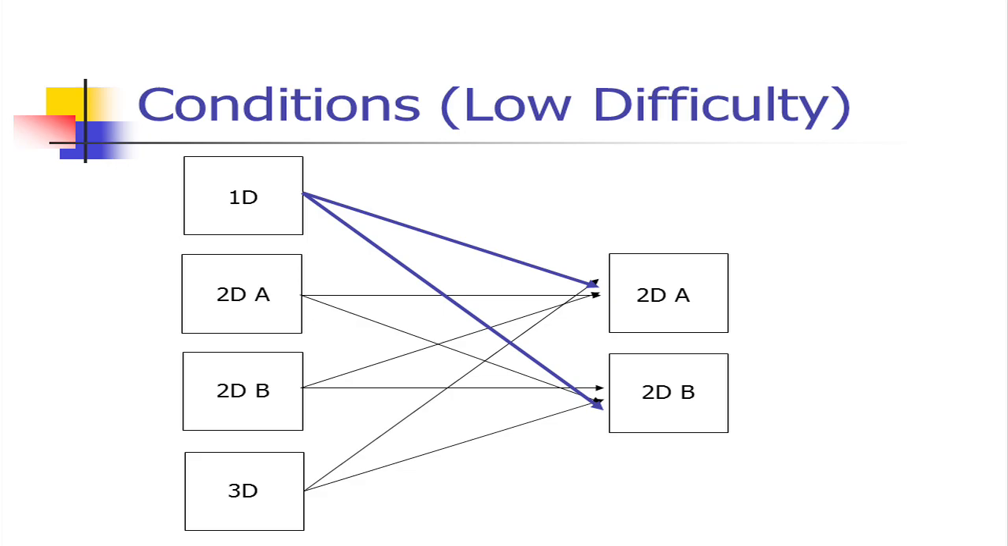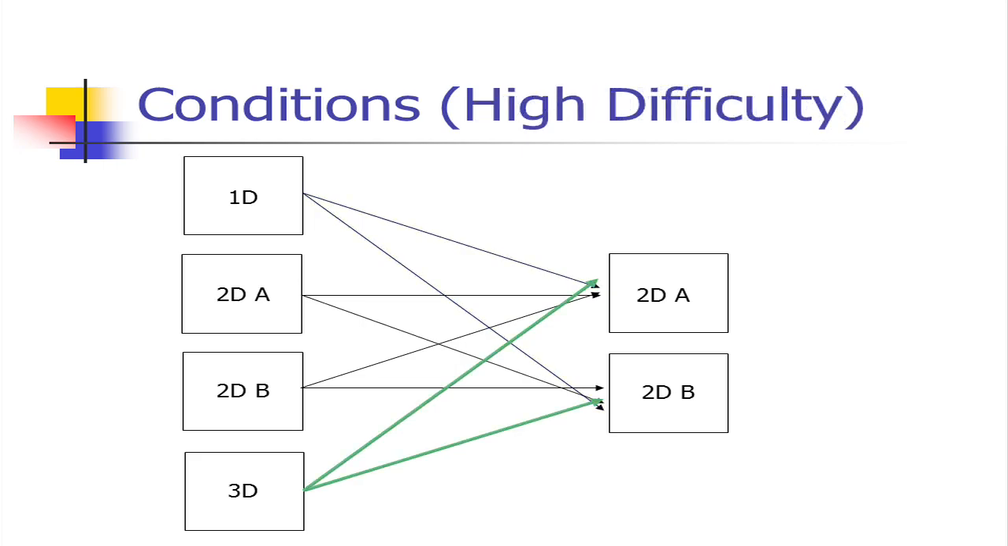Okay? And so some people went from a 1-dimensional task to a 2-dimensional task, and I have 2 different 2-dimensional tasks, and I'll talk about that in a little bit. But that's a low difficulty, right? They're going from something easier to something harder. They're stepping up in terms of the difficulty. Another group went from the 3-dimensional task to a 2-dimensional task. That's the high difficulty, right? So they started with something harder than what they're eventually going to have to learn.